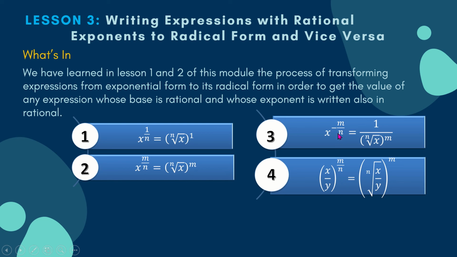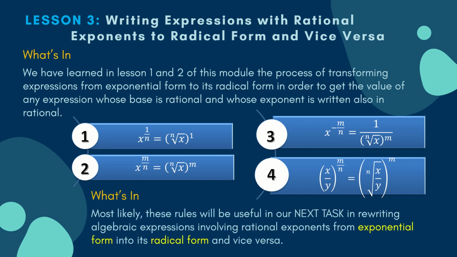While rule number 3 is the negative exponent rule, to make it positive. Then rule number 4 is the power of a quotient. The base is a quotient while the exponent is also a fraction. We still rewrite it based on rule number 2.